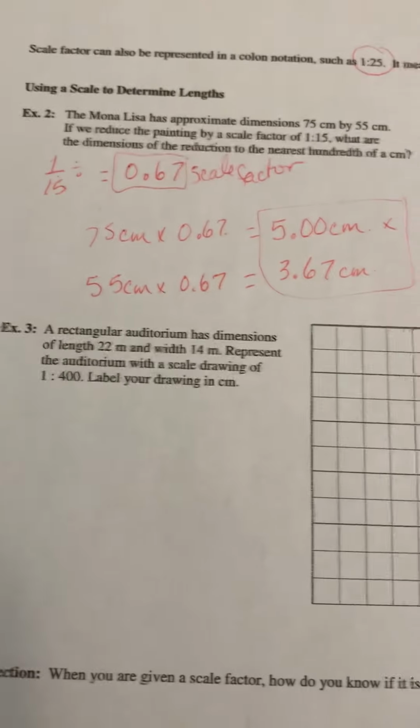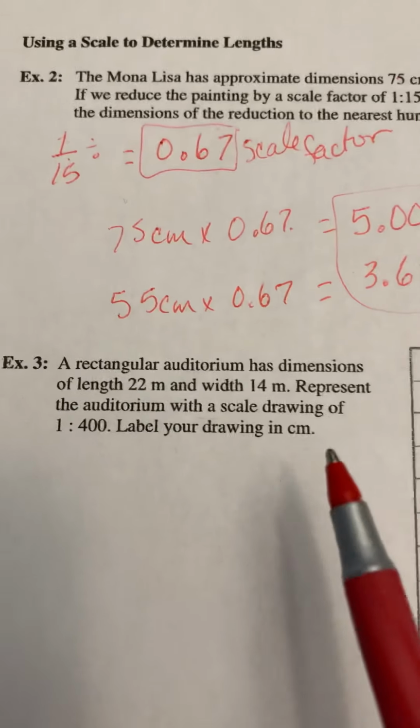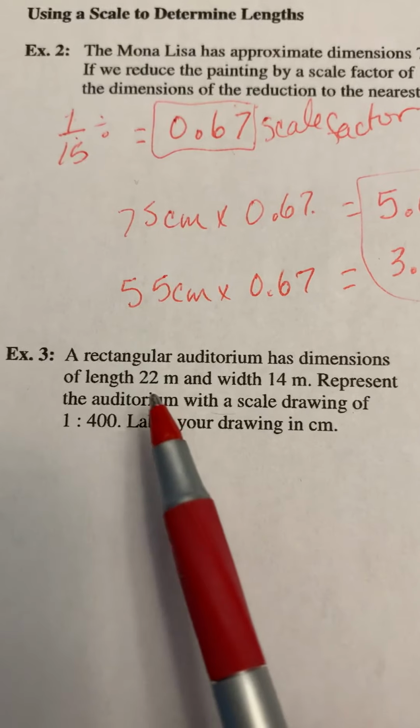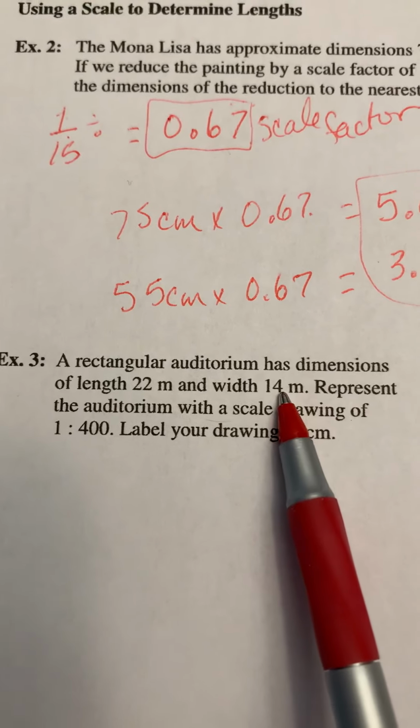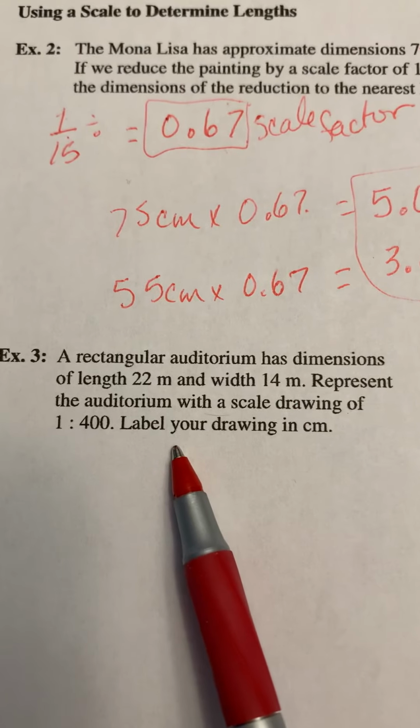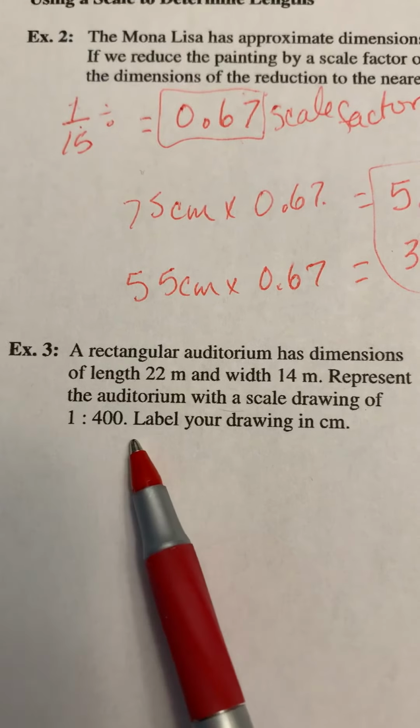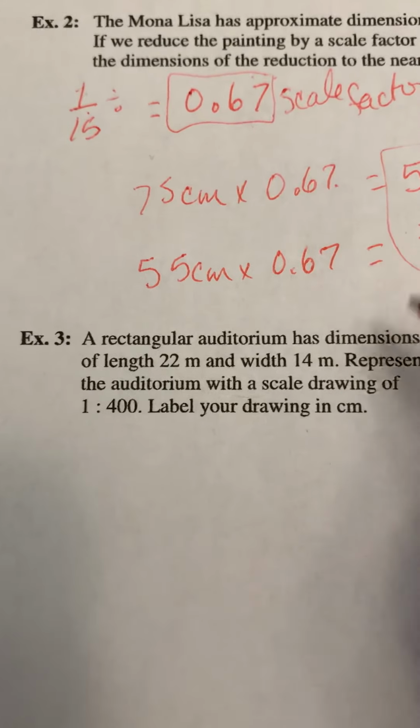Okay, so here we go. We have a regular rectangular auditorium, has dimensions of the length of 22 meters and a width of 14 meters. Represent the auditorium with a scale drawing of 1 to 400. Label your drawing in centimeters.